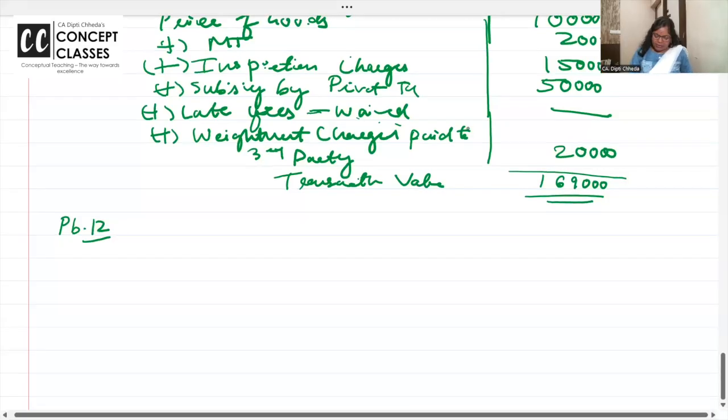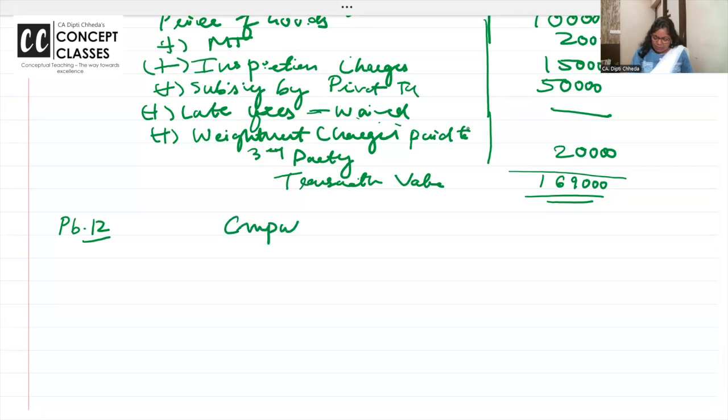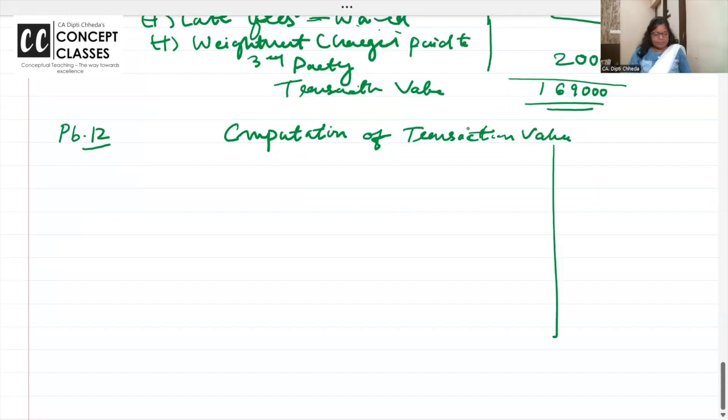Quick. Problem number 12. Computation of transaction value. XYZ Limited provided the following particulars. List price of the goods: 50,000. Tax which is levied by municipal authority on the sale of the goods.